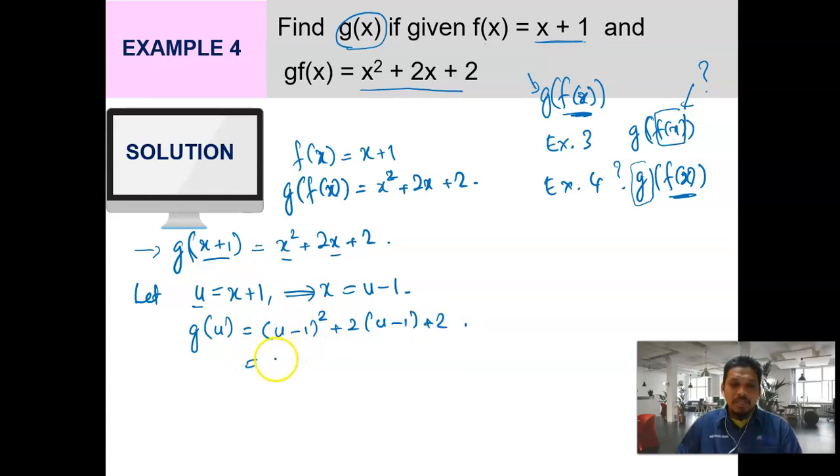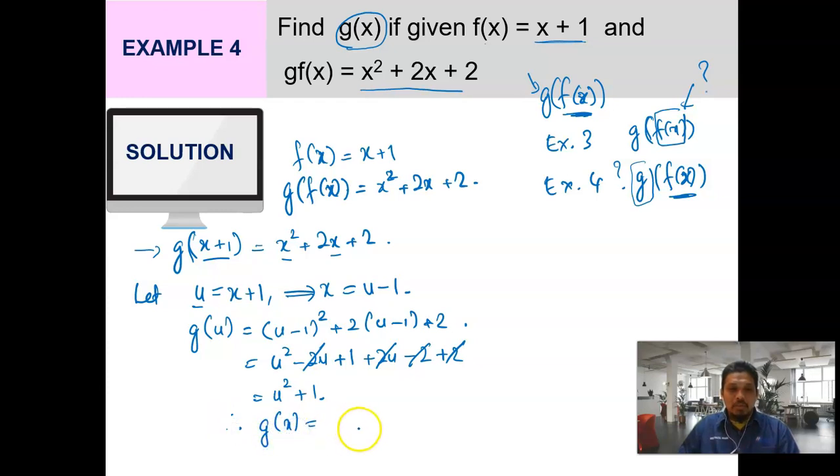Then expand this: u squared minus 2u plus 1, plus 2 times u and minus 2, plus 2. Okay, 2 times negative 1 equals negative 2, plus 2 here. So what's left here now? 2u minus 2u cancels. So now it becomes u squared plus 1. Okay, so g x equals x squared plus 1.